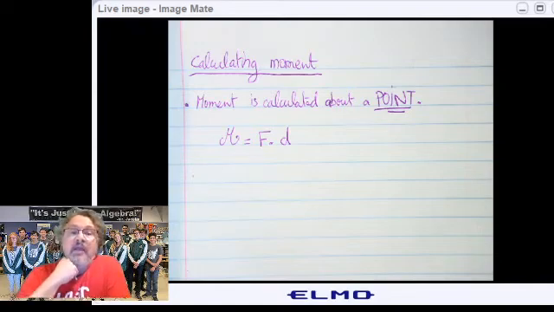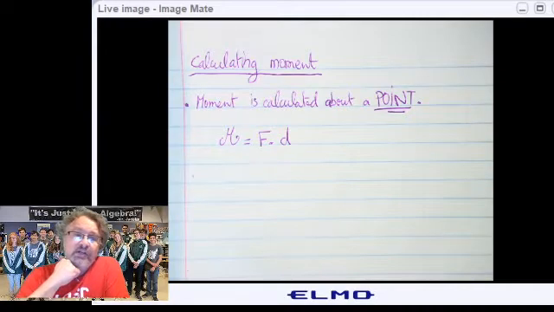Hello everyone. We are going today to talk about how to calculate a moment. In problems involving free body diagrams, often the equation involving moments is needed in order to solve the problem. So what is a moment?